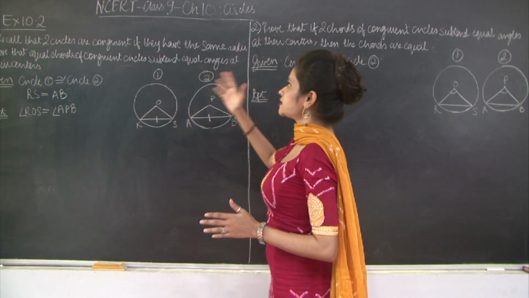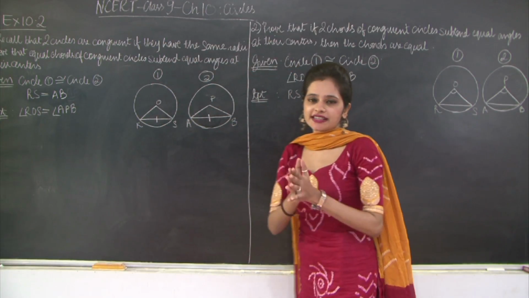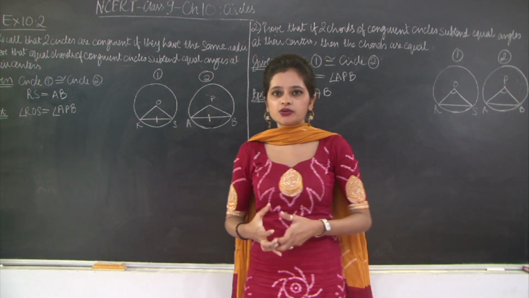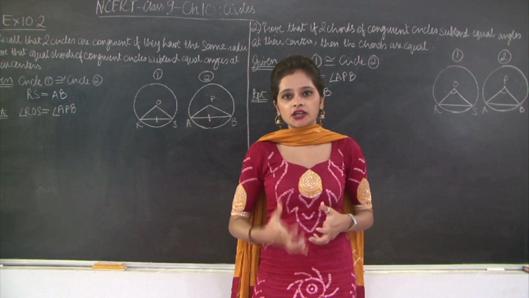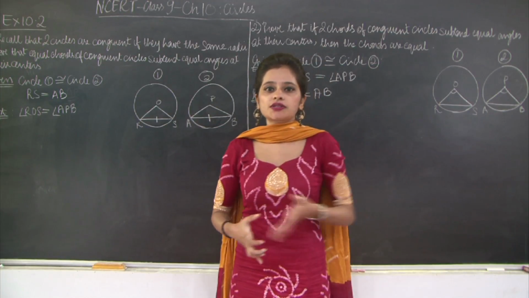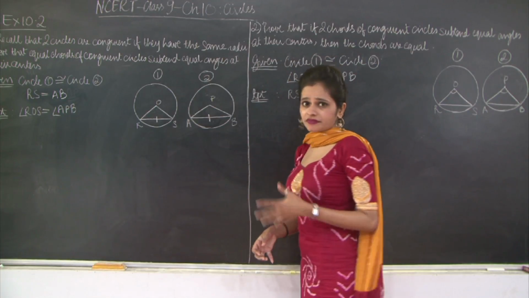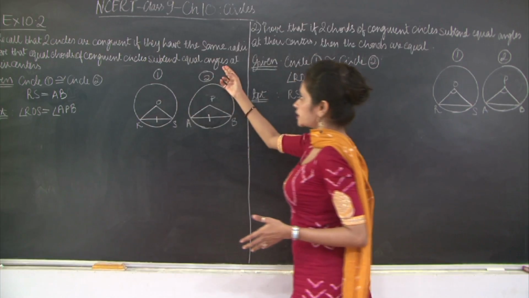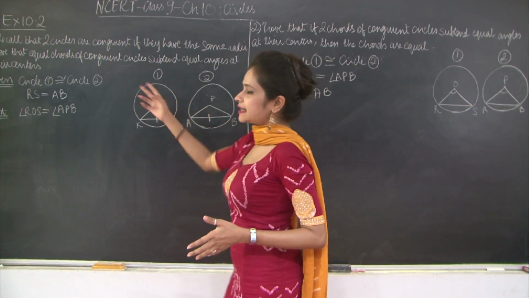Recall that two circles are congruent if they have the same radii. So, what do we know about congruent circles? That if two circles are congruent to each other, then their radii are equal, and vice versa. That is, if two circles have equal radii, then the two circles are congruent to each other. Now, we need to prove that equal chords of congruent circles subtend equal angles at their centers.